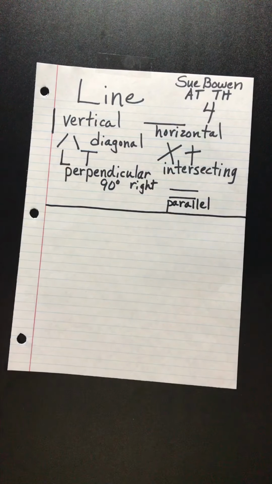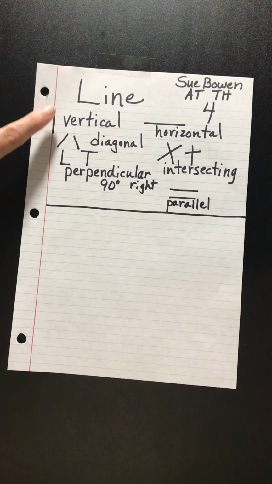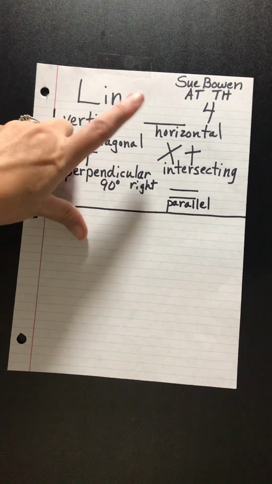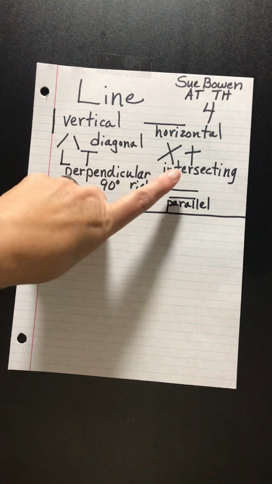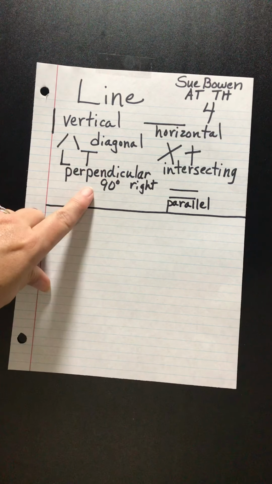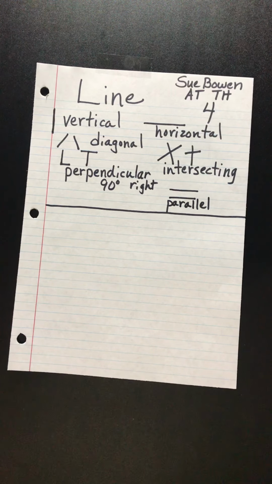So draw your line across your paper. This is our learning intention. We're learning about line. In order to be successful, we have to draw a vertical line, a horizontal line, a diagonal line, an intersecting line, a perpendicular line, and a parallel line. That's what we do in order to be successful today when we draw our picture. Now, last time we did a city, today we're going to do something more simple.